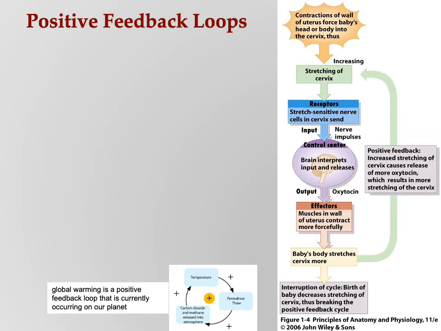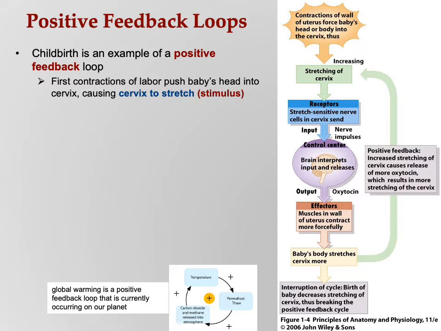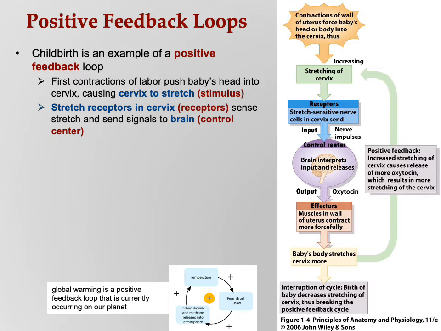So that's it. Now, a positive feedback loop, again, what would an example of that be? Well, childbirth. That's an example of a positive feedback loop. Let's work this through. Contractions of labor push the baby's head into the cervix, which is the neck of the uterus, and that causes the cervix to stretch. That's the stimulus: stretching of the cervix because the baby's head is starting to poke through. There are stretch receptors there. They sense the stretch and send signals to the brain, which is the control center. The brain releases a hormone called oxytocin. Remember, the nervous and endocrine systems are usually the control systems. And that will cause the uterus to contract even harder.